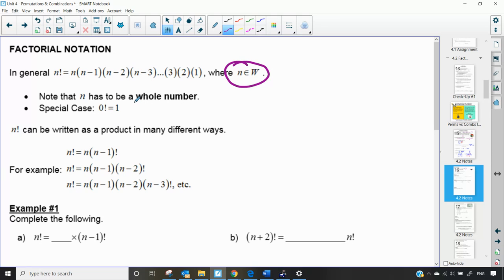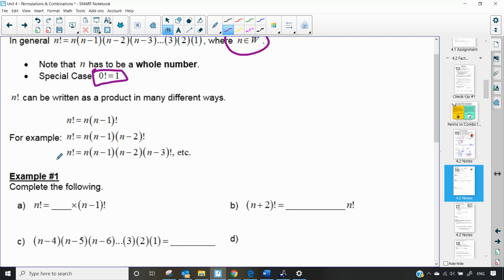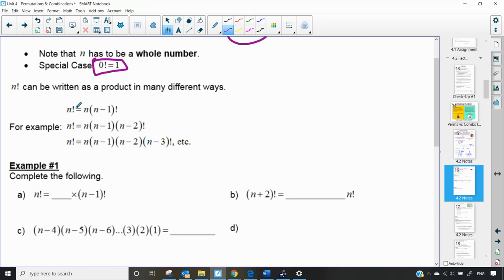Now there is a special case, and we'll get into this in the next segment, but a special case that we have is 0 factorial equals 1. So you just need to know that 0 factorial is 1. You can do that on your calculator as well once we've gone over the calculator bit. So if I want to write this algebraically, n factorial can be n times n minus 1 factorial. It can be n times n minus 1 times n minus 2 factorial, and so on. So just like with the numbers, we can break this down as much as we need to.